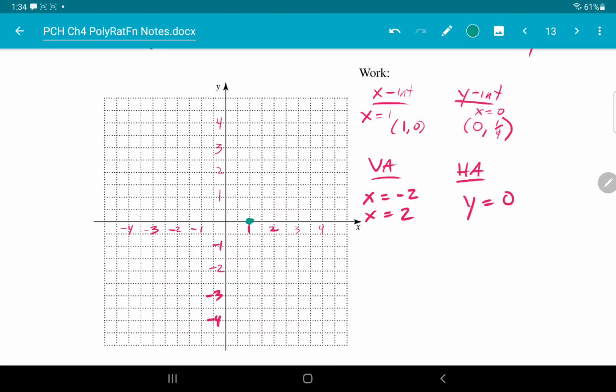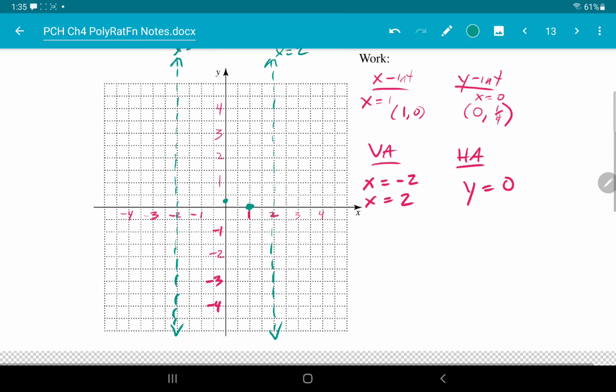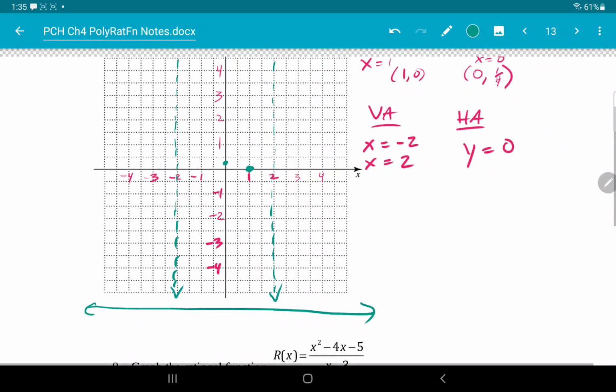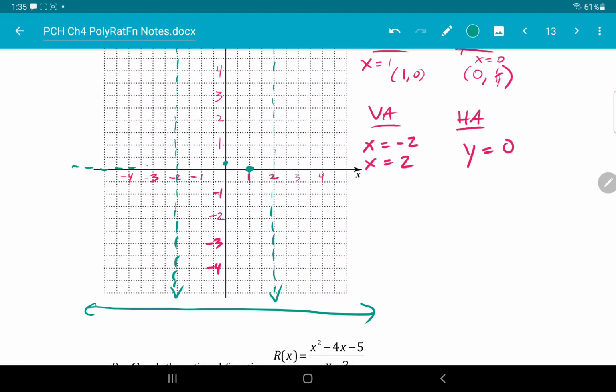(0, 1/4). Ooh, (0, 1/4). Small number there. X equals negative 2. Good thing I spaced out my graph. Got those small fractions. Okay, so what is that? X equals negative 2 and x equals positive 2. And then, well, let's do some sign analysis. What's going on over, wait, do we have any? Oh, I didn't draw the horizontal asymptote. Horizontal asymptote.